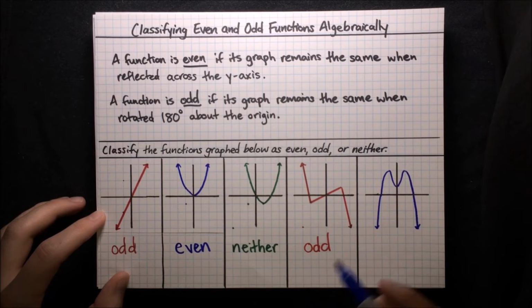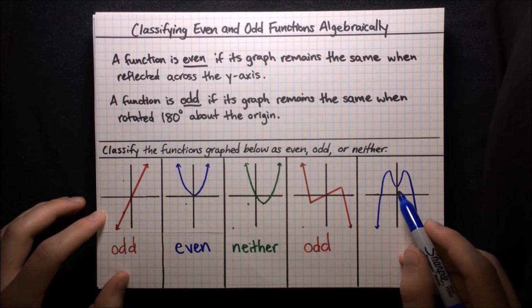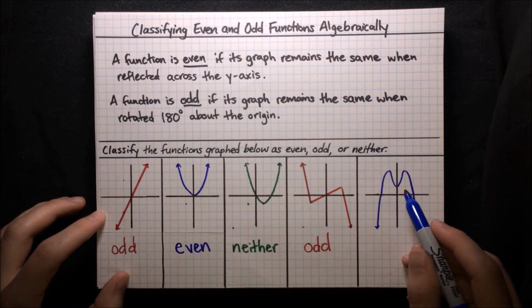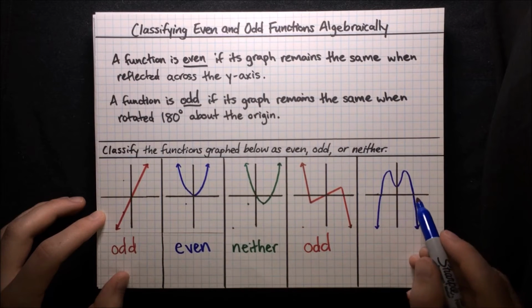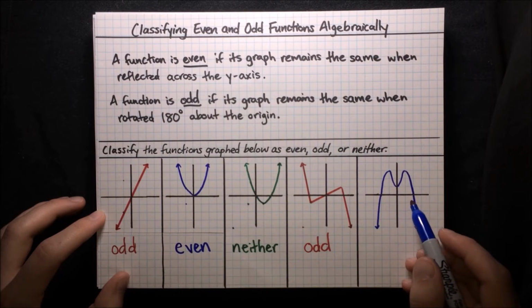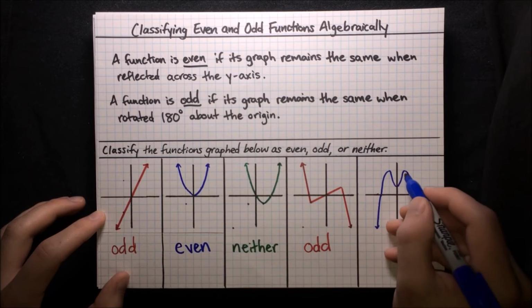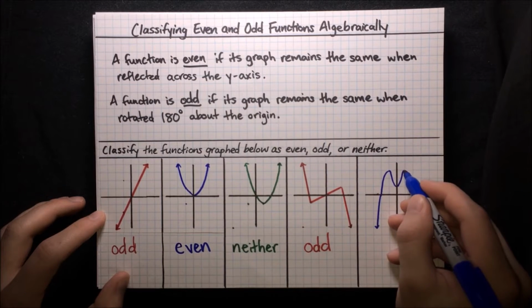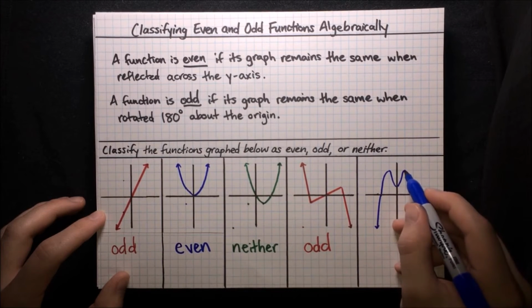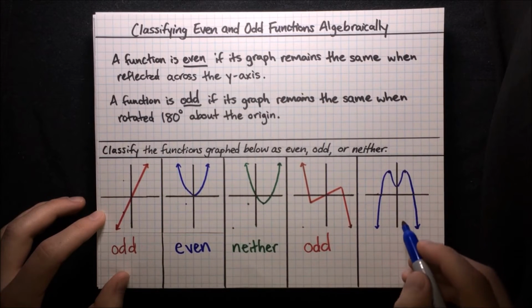Last one, what do we think about this function here? That looks a little complicated, but remember we just need to check graphically, is it the same when reflected across the y-axis or when rotated about the origin by 180 degrees? Well, let's check reflection across the y-axis. So how about we just take a point here, (1, 3), right up here, and let's reflect that across the y-axis. We get to this point, (-1, 3), and yeah, that's still on the function.